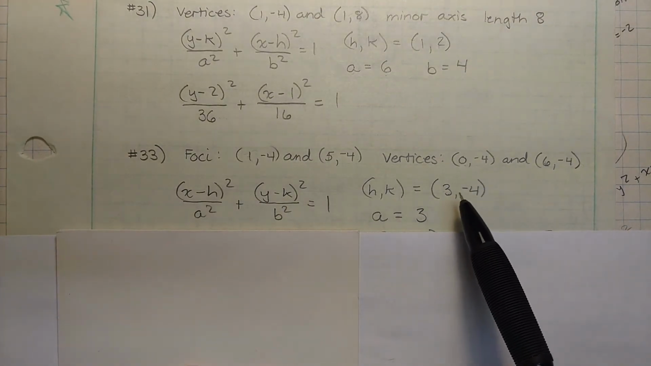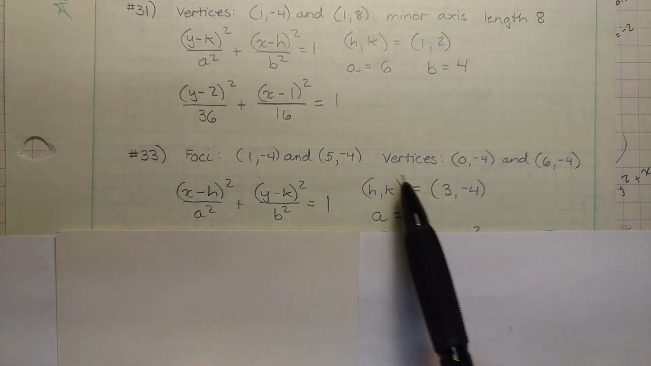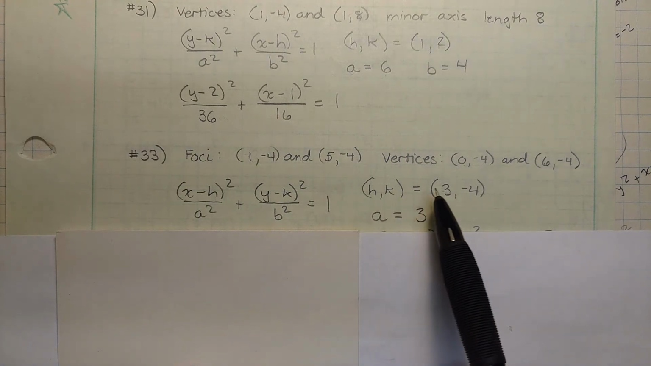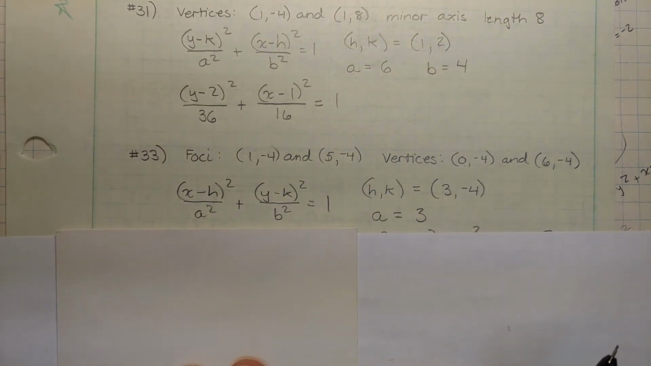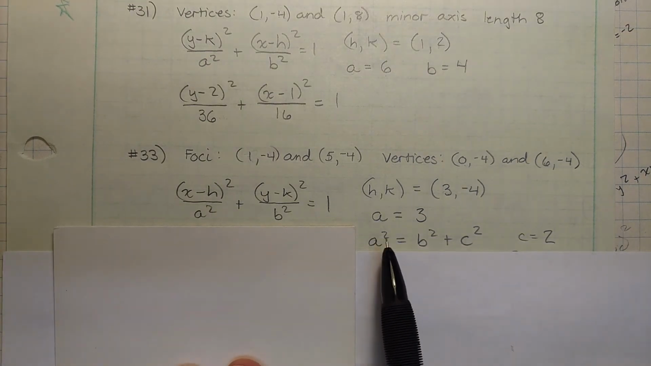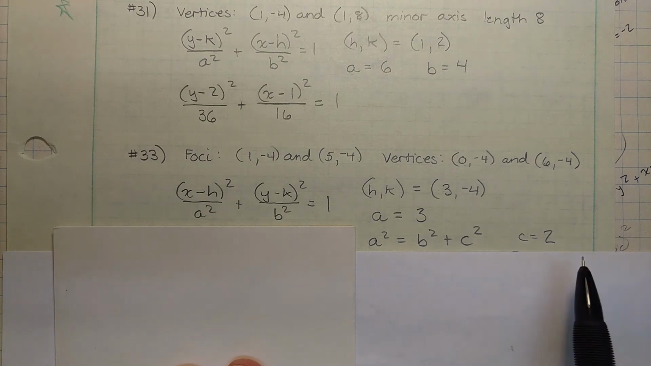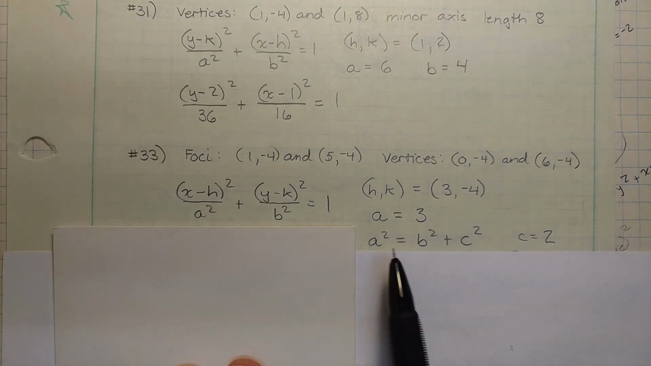So notice that the distance from my center to a focus, going from 3 to 5 here, is 2. Or I could say going from 1 to 3, it's 2 away. So I know that c is 2. So I'm going to use my Pythagorean relation here. a squared is equal to b squared plus c squared. I know a squared, if a is 3, a squared will be 9.